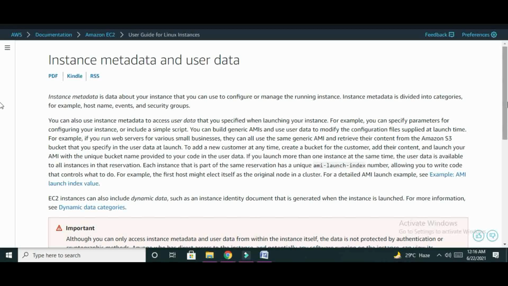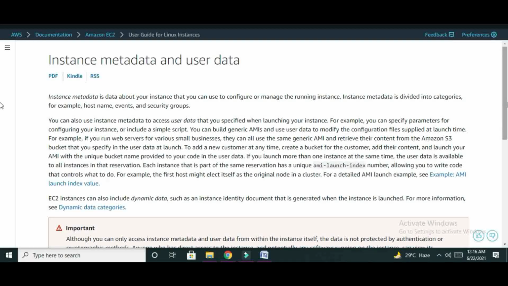Instance metadata and user data. Instance metadata consists of the data about the instance. So whenever the cloud user creates an EC2 instance, the information associated with the instance is said to be metadata. It consists of instance ID, state of the instance, public IP, private IP, key pair, security group, all this information.